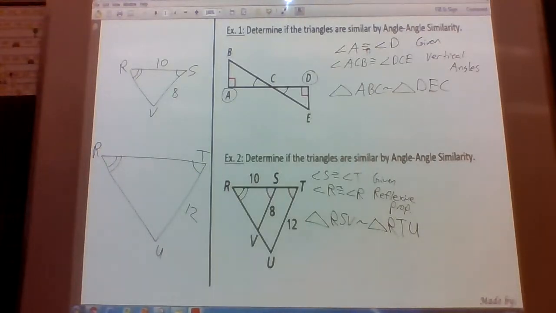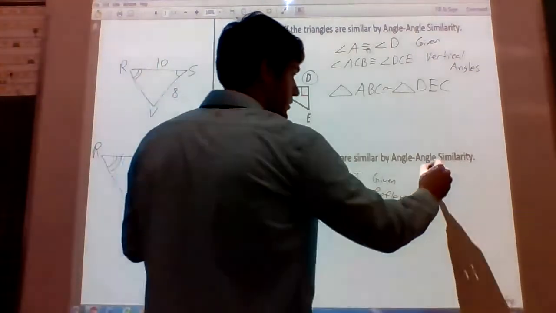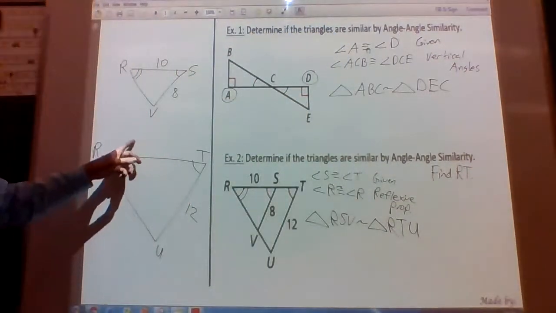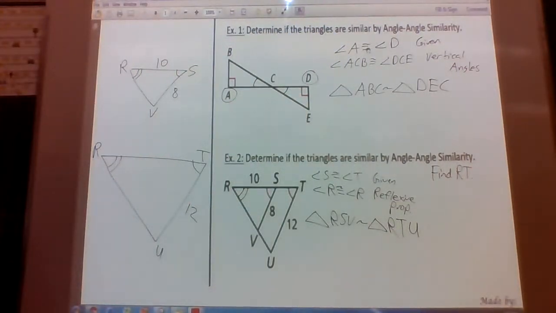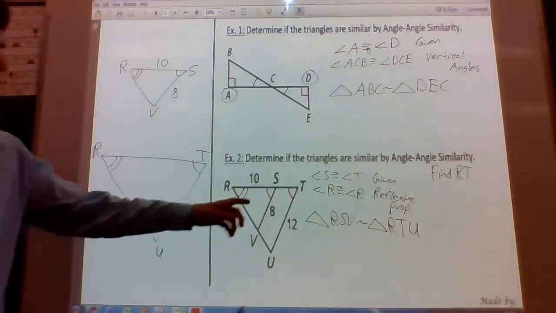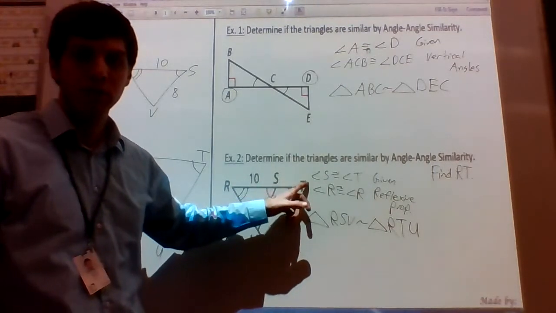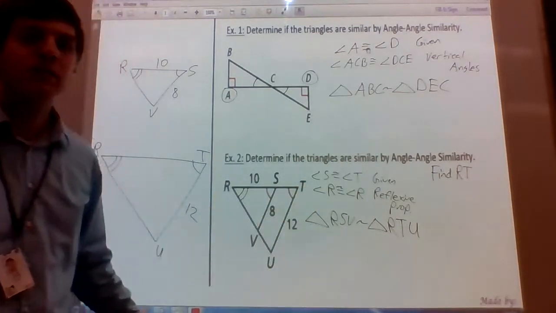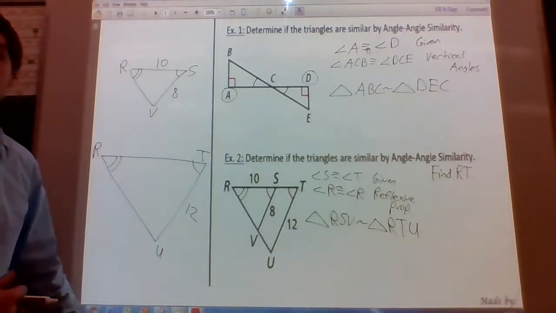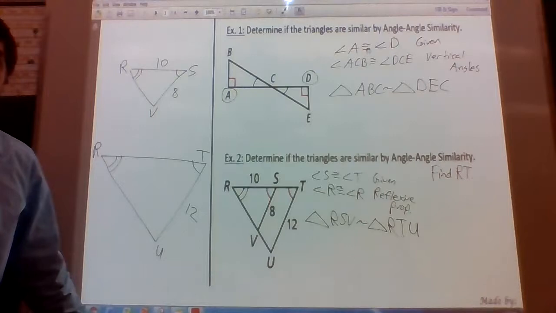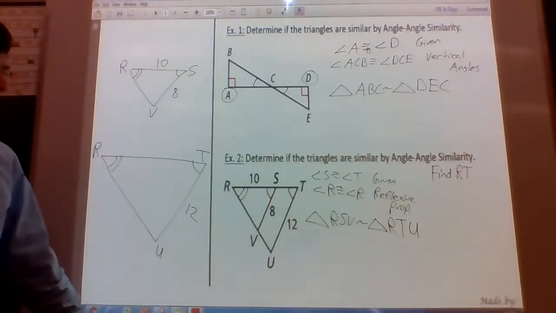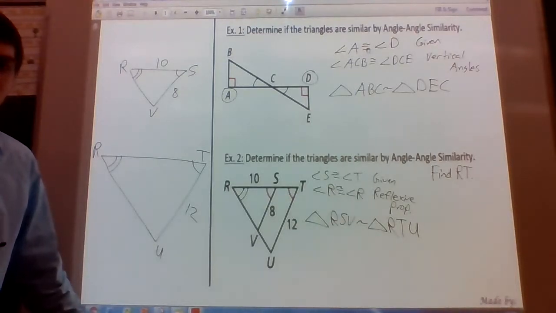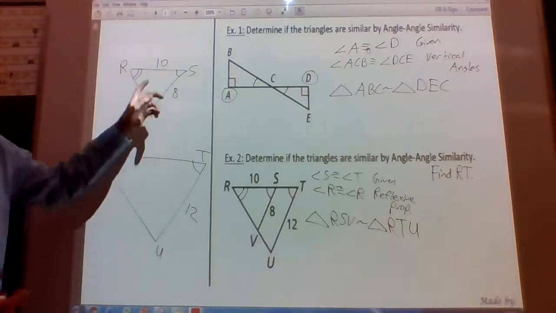This question doesn't ask for RT, but if we added to it, find RT. We want to find the length of RT. Here's how we would do so. Because two pairs of corresponding angles are congruent, the triangles are similar. If we go back to the definition of similar triangles, we know all 3 pairs of angles are congruent and all 3 sides are proportional. So since we know they're similar, we know the sides are proportional, meaning the ratios are equal. So the ratios between the sides of the 2 triangles are equal.